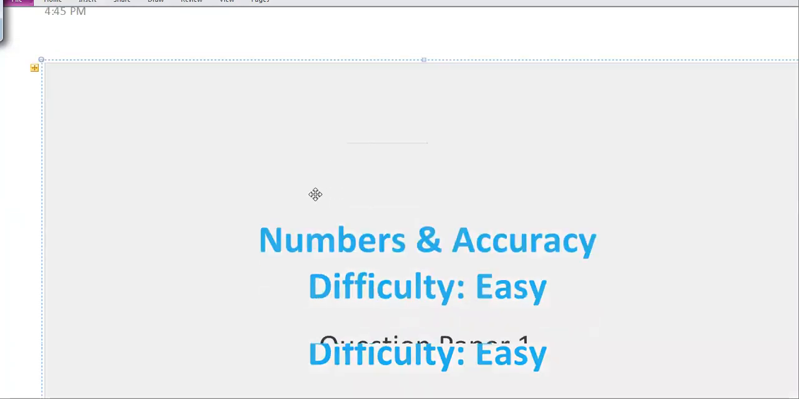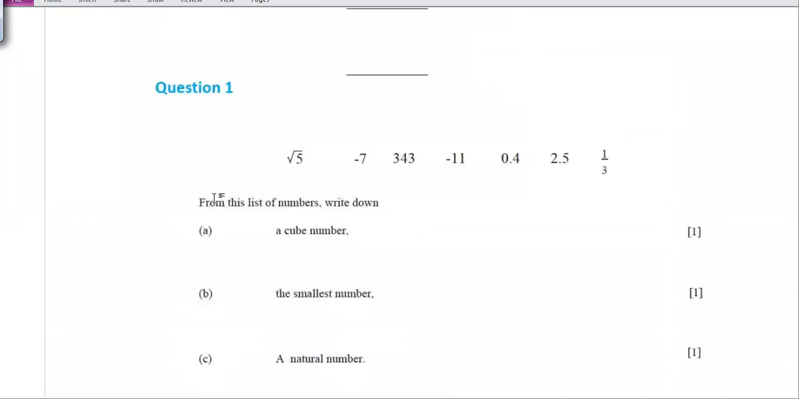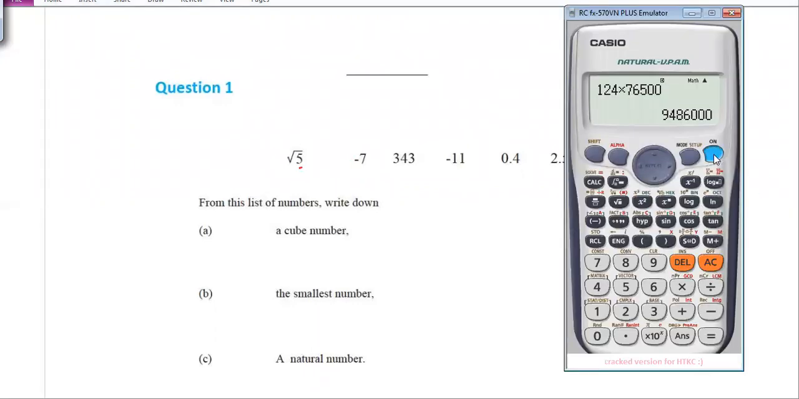Okay, now it's about the numbers and accuracy. The first question, most of you already know that, but look at that one. This is the list of the numbers, okay? And the question is saying, write down a cube number. Now I told you what cube numbers are. Cube numbers are those whose cube root you can take. For example, if you take the cube root of this one, you will not get a whole number. You can use your calculator for that purpose.